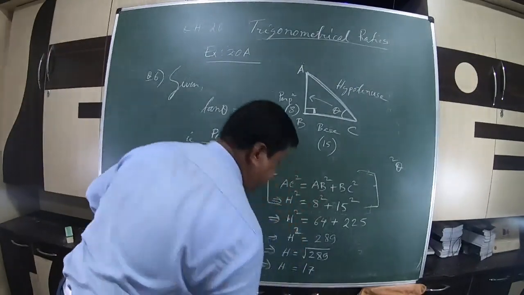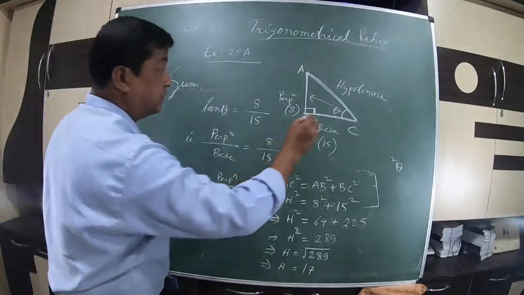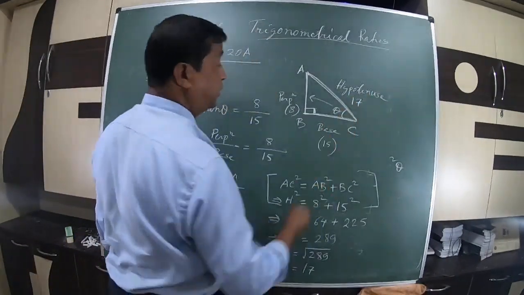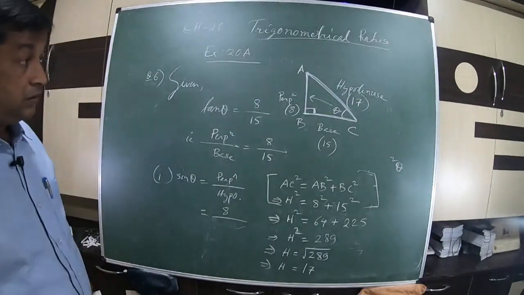So that means hypotenuse is how much? What is the value of hypotenuse? That is 17. That is 17 unit. So you can write it down now. That is 17 unit. Is that clear to you?